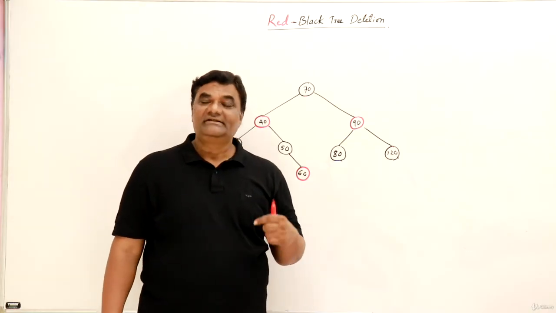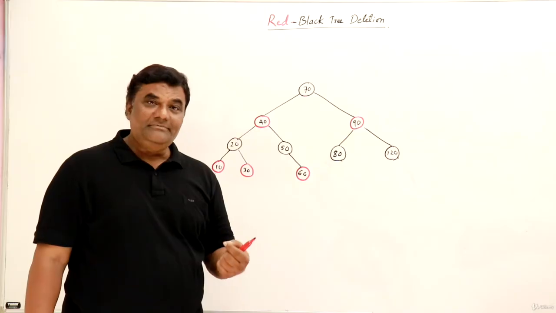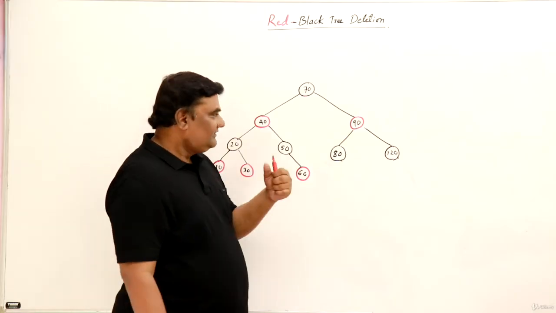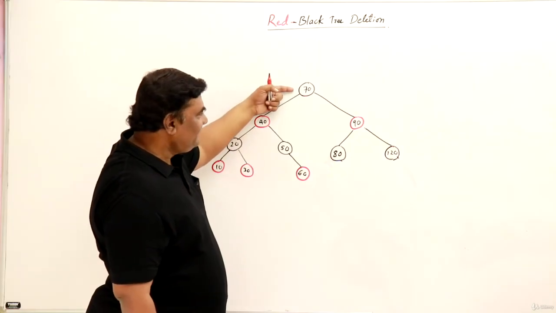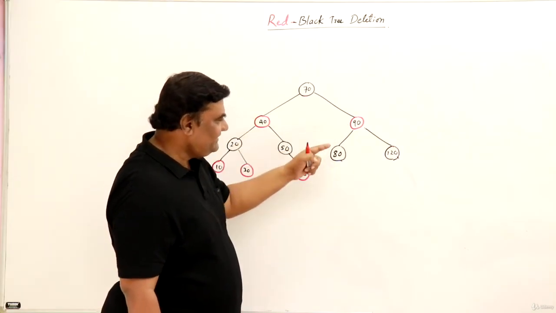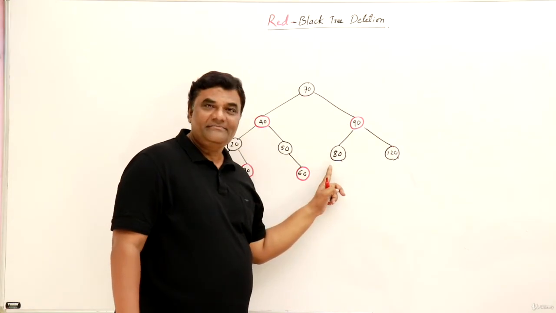Now let us take some black node. See what happens if we delete a black node. Now I want to delete 80. Search for 80. 80 is greater than 70. 80 is less than 90. Yes, this is 80.